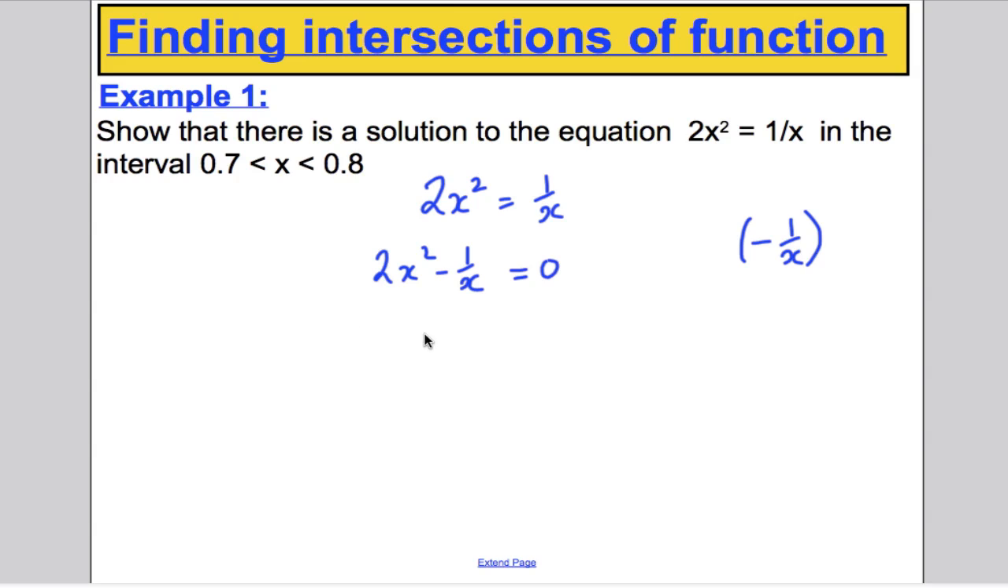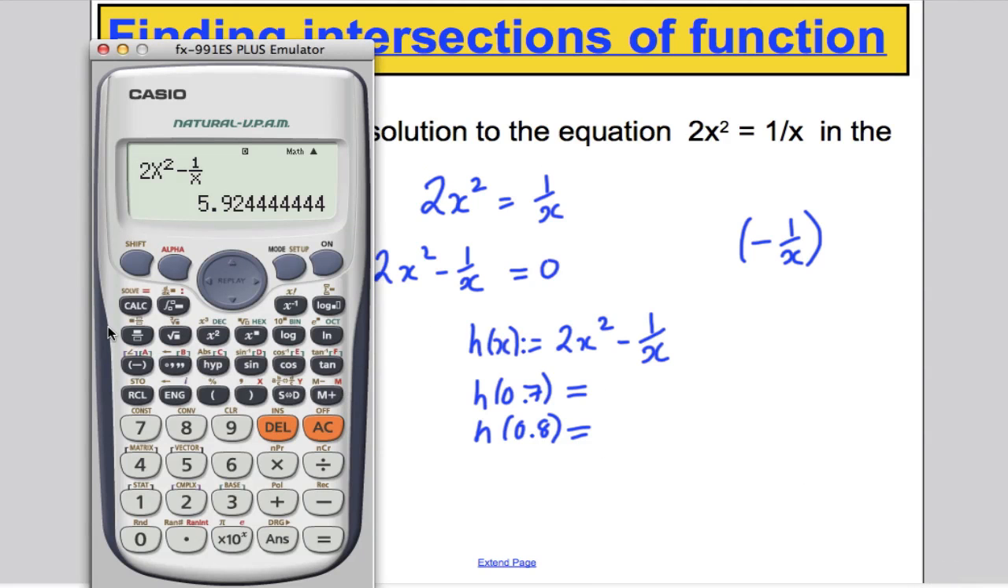I would then call my function a new function, maybe h of x is equal to 2x squared minus 1 over x. I would define a function as follows, and I would work out h of 0.7, and I would work out h of 0.8, and I could use my calculator to do these ones. Remember, I've typed in the function there.